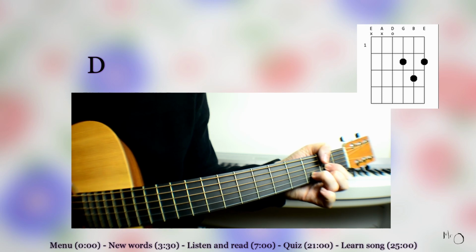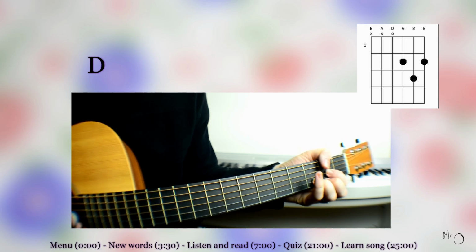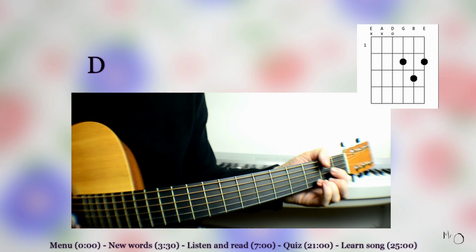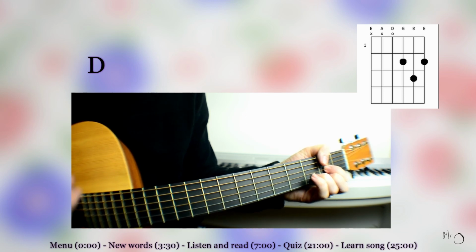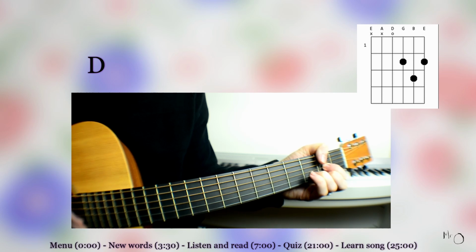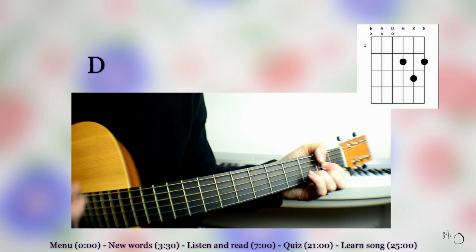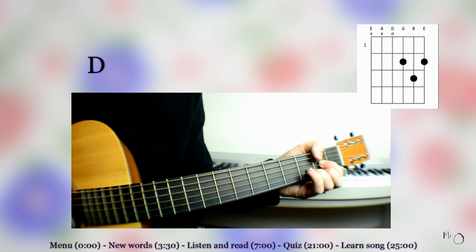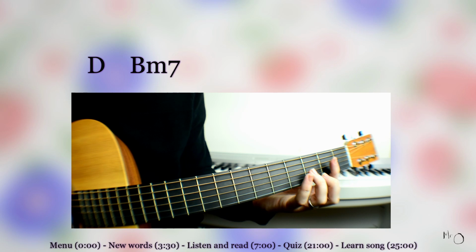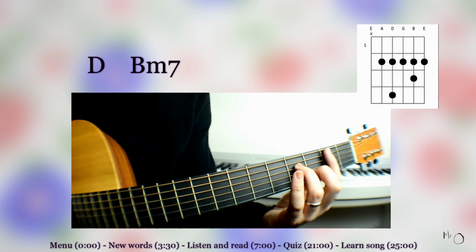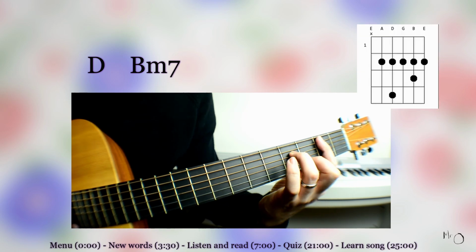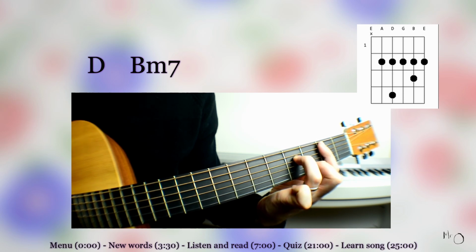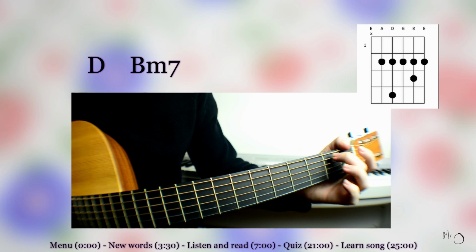And all the time you want this rhythm, da da da da da da, like this. After D, it goes to B minor 7th, which I play like this. If you find that very hard, you can play it like this.